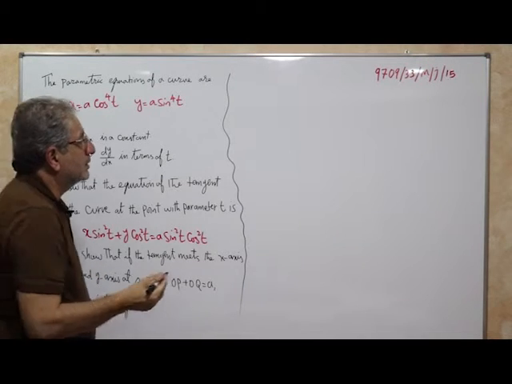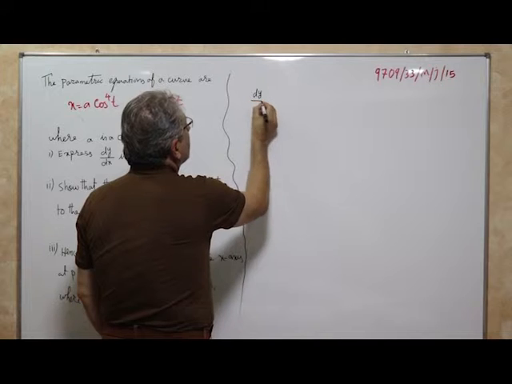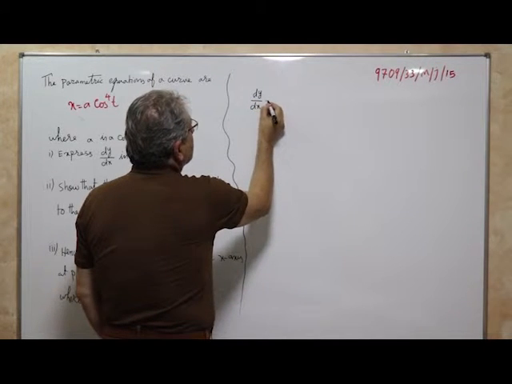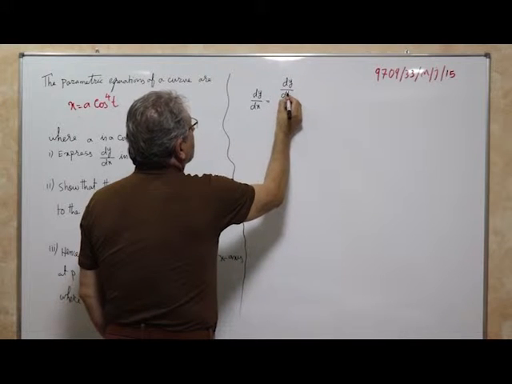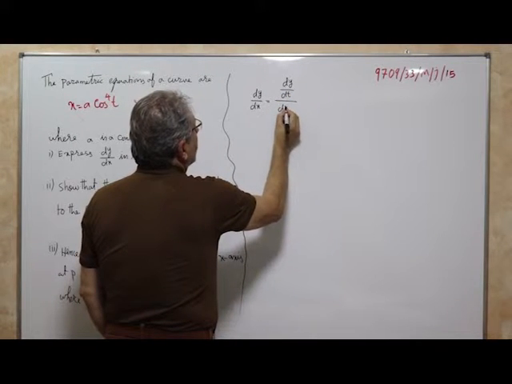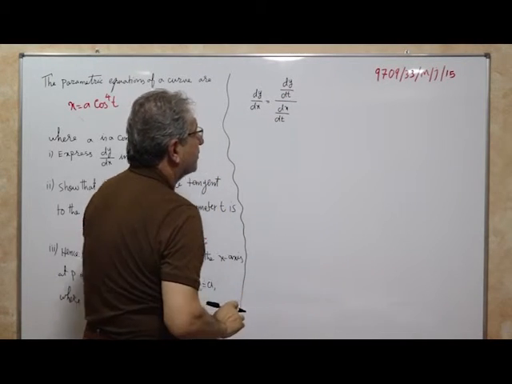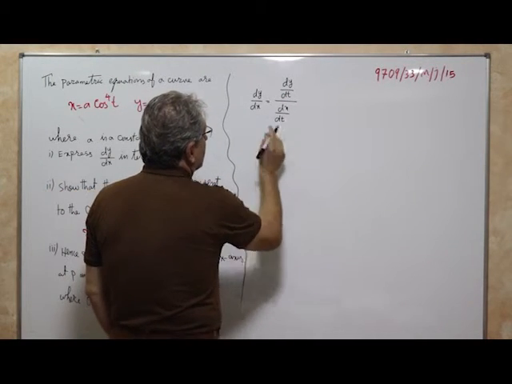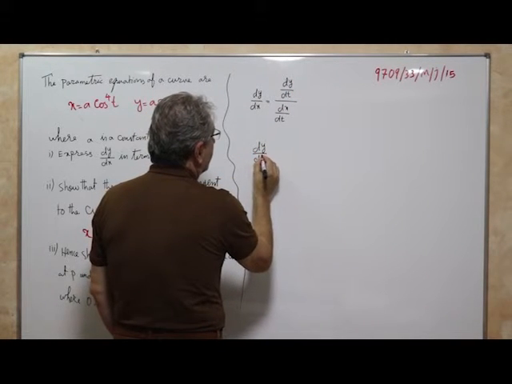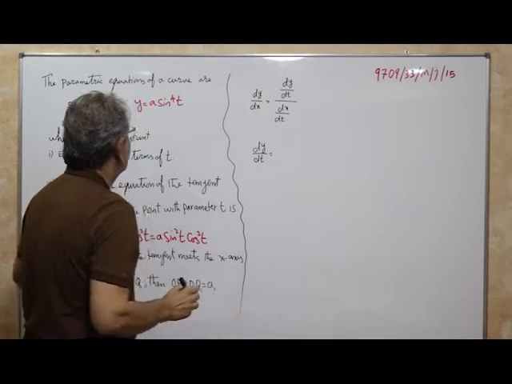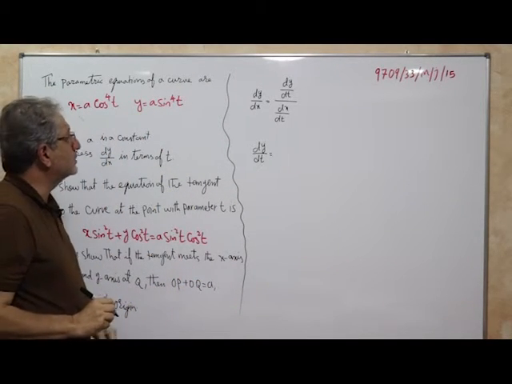Now we know that dy by dx is equal to dy by dt over dx by dt. So first I'm going to find dy by dt. Therefore I need to differentiate this. A is a constant, therefore no problem, you can write it.